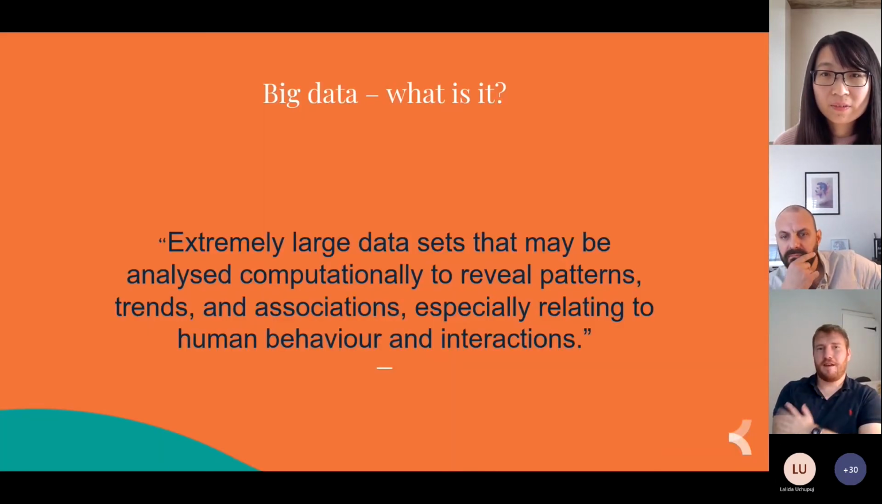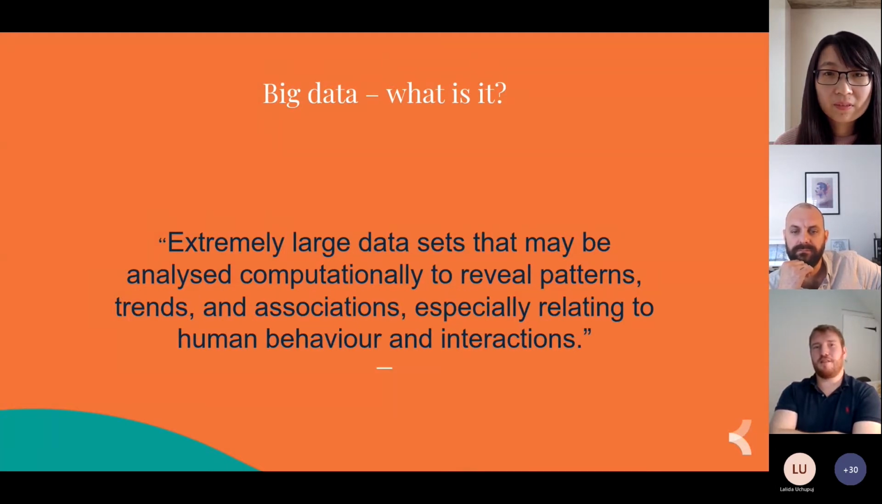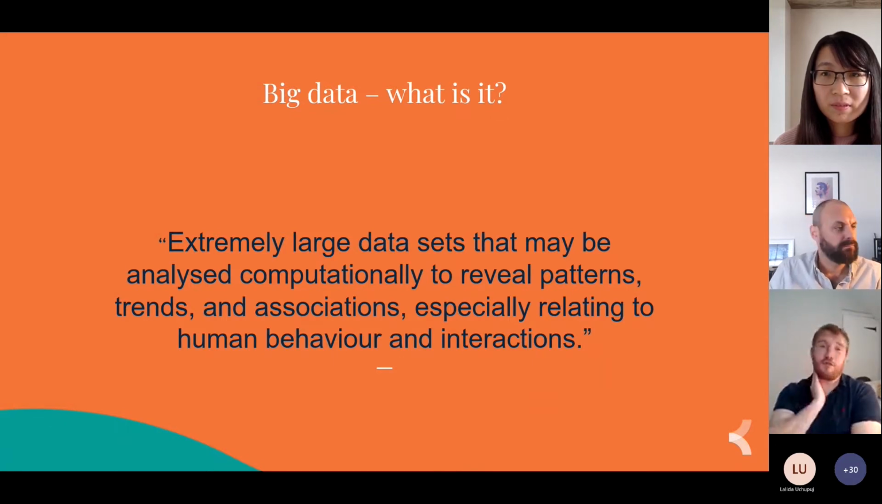So, yeah, what is it? I'm dyslexic, I've got a lisp, so this is the worst sentence you could probably give me, but extremely large data sets that may be analysed computationally to reveal patterns, trends and associations, especially relating to human behaviour and interactions. I'll be honest, that means nothing to me. And realistically, it probably means more to you guys, but from a bloke who's sitting in his spare bedroom without a PhD and not working for a multi-billion-pound company, that doesn't relate to me.